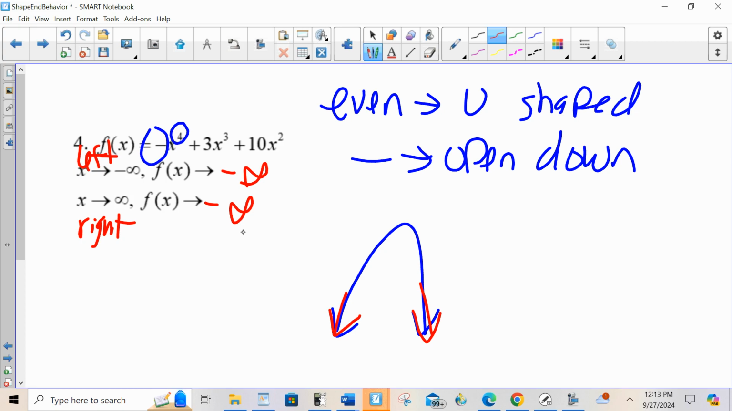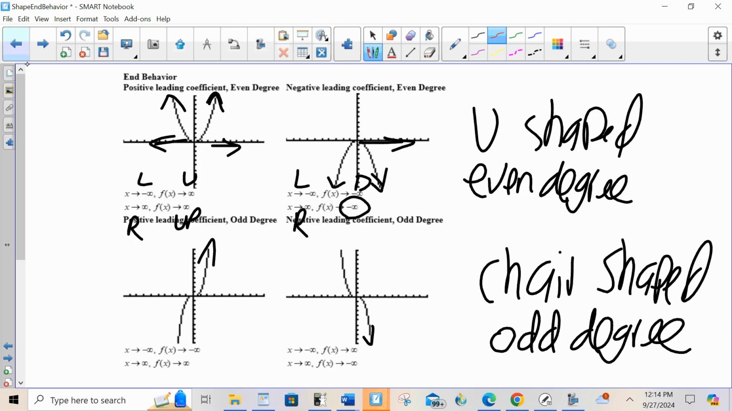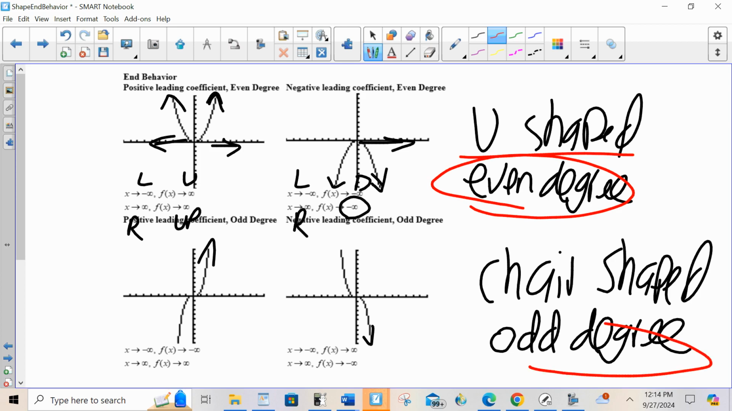So, to sum up, end behavior, it's just knowing what it means. X approaches negative infinity means as I look to the left, where's the graph pointing? If it's down, we write negative infinity. If it's up, we write positive infinity. And then as far as the shape goes, if it's an even degree, it's U-shaped. If it's an odd degree, it's chair-shaped. And if it's a positive leading coefficient, it opens up. And if it's a negative leading coefficient, it opens down. That's it. Practice it a bit, and then move on.